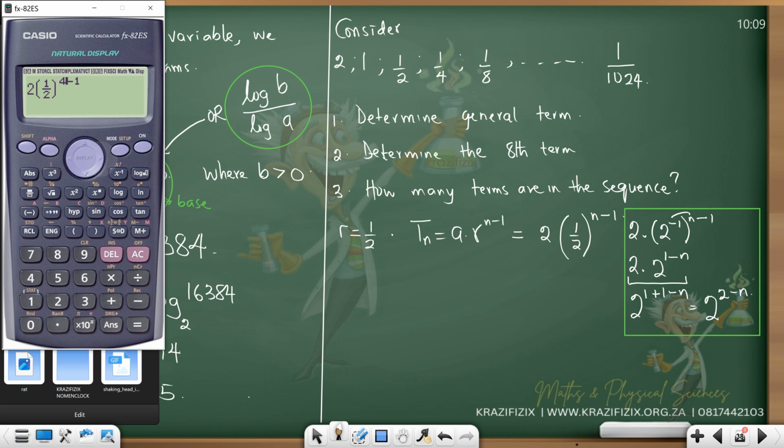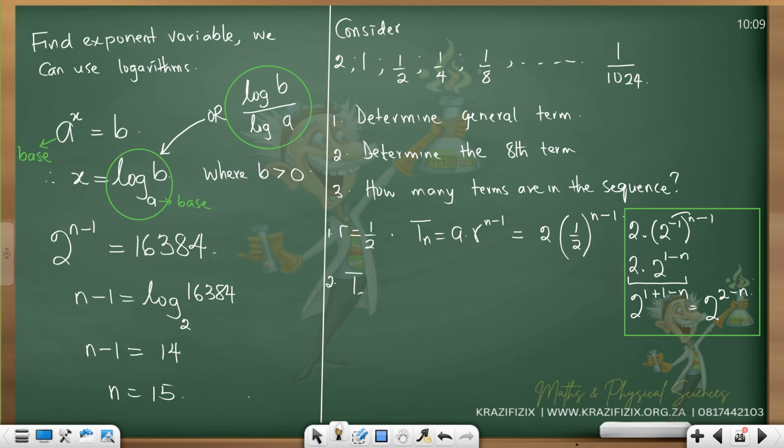The 8th term, my n is now 8. T8 is 2 into 1 over 2 to the power 8 minus 1, which is 7. That gives 1 over 64. How many terms are in this sequence? Okay, so I know my Tn is 2 into half to the power n minus 1. We just need to solve for 1 over 1024.